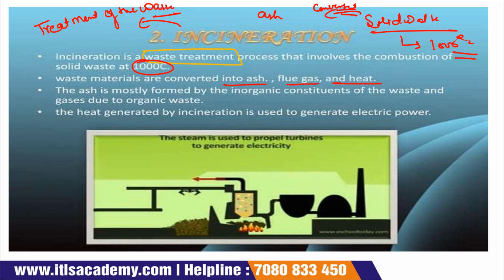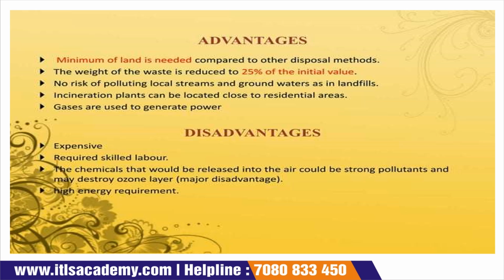flue gas and heat. This ash is mostly formed by the inorganic constituents of the waste, and gases are due to the organic waste. Then the heat which is generated due to the incineration is used to generate electric power. Now the advantages of this incineration.